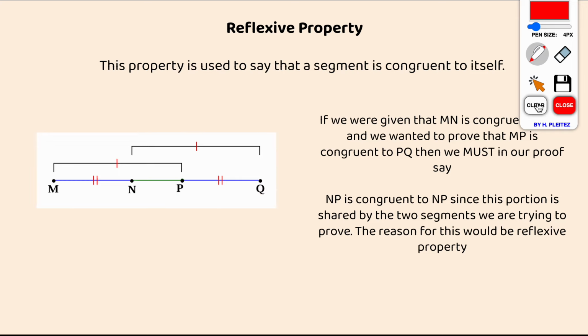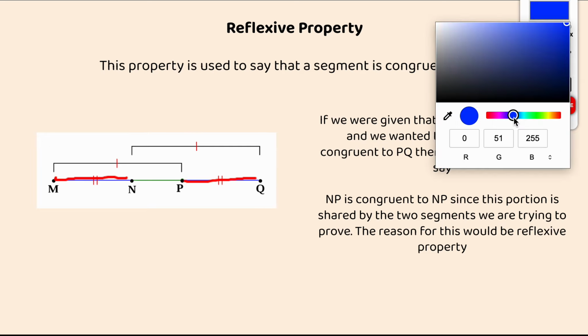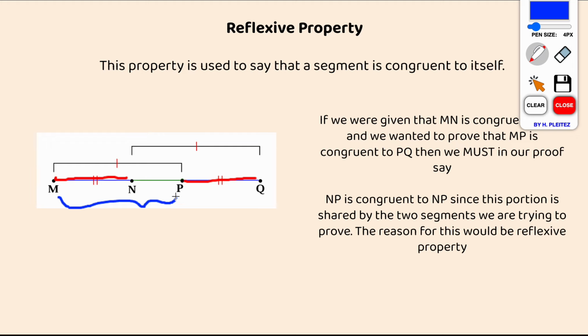So if we're given MN, which is here, let's say we're given MN is congruent to PQ. Now let's say, in blue I'll mark it, we wanted to prove that MP is congruent to NQ. Now if you remember, from the addition axiom of equality, we would be able to do this. We have our two congruent segments, MN and PQ, and we're adding the same segment onto both of those. So just by the addition axiom of equality, we'd be able to prove that.